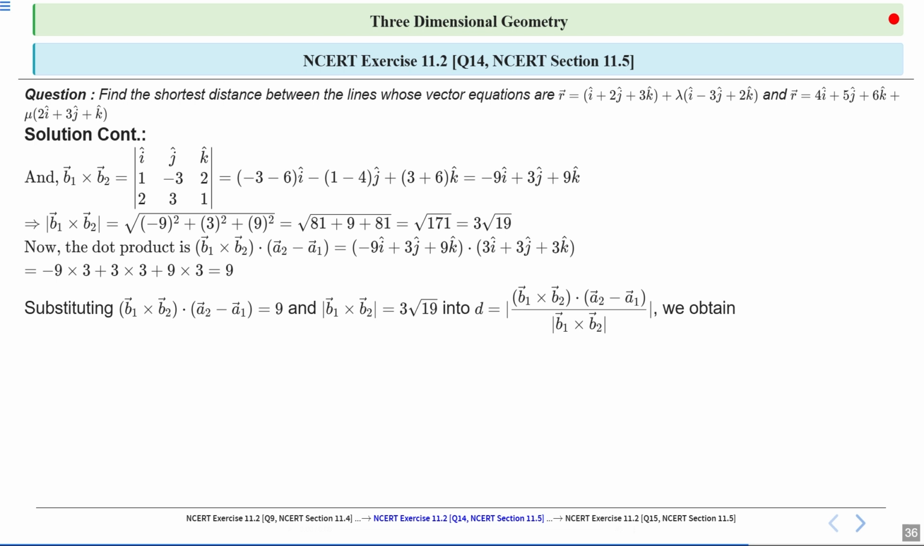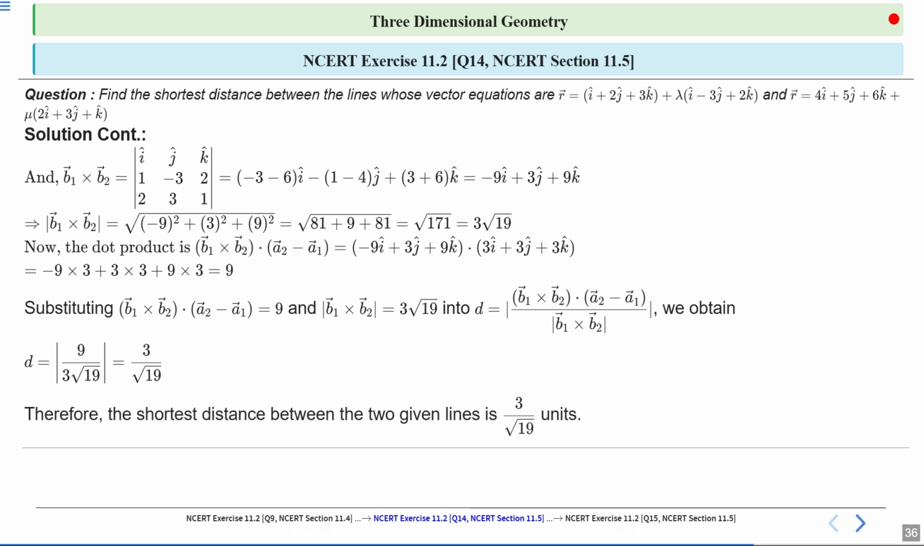Now substituting b1 cross b2 dot (a2 minus a1) equal to 9, and magnitude of b1 cross b2 equal to 3 square root of 19, in d = b1 cross b2 dot (a2 minus a1) upon magnitude of b1 cross b2, we obtain d equal to magnitude of 9 upon 3 root 19, which is equal to 3 upon root 19, right? Therefore, the shortest distance between the two given lines is 3 upon root 19.